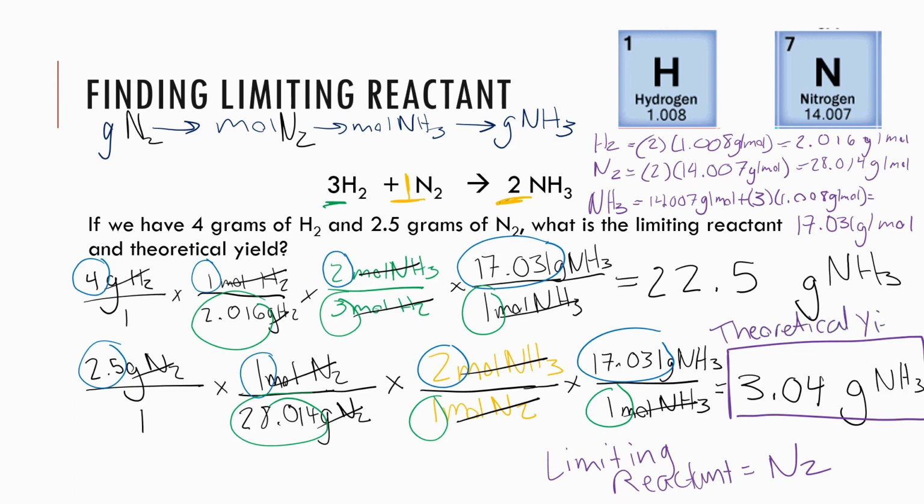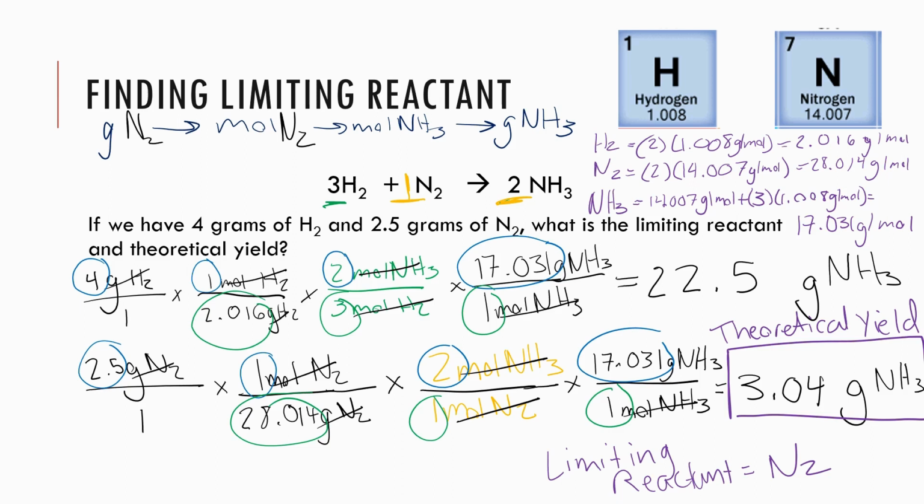It doesn't matter how much of H2 we have right now, even though H2 can make 22.5 grams of NH3, it is in excess. The most that we can make, since we only have 2.5 grams of N2, is 3.04 grams NH3, and that's in perfect conditions. So this is our theoretical yield. This tells us in perfect conditions with 2.5 grams of N2, the most we can make is 3.04 grams of NH3.